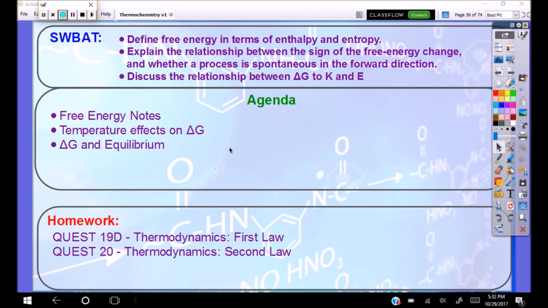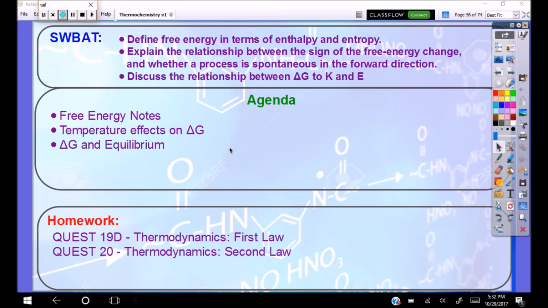All right, today we're going to define free energy in terms of enthalpy and entropy. We're going to explain the relationship between the sign of the free energy change and whether a process is spontaneous in the forward direction. We're also going to discuss the relationship between delta G to K and E.